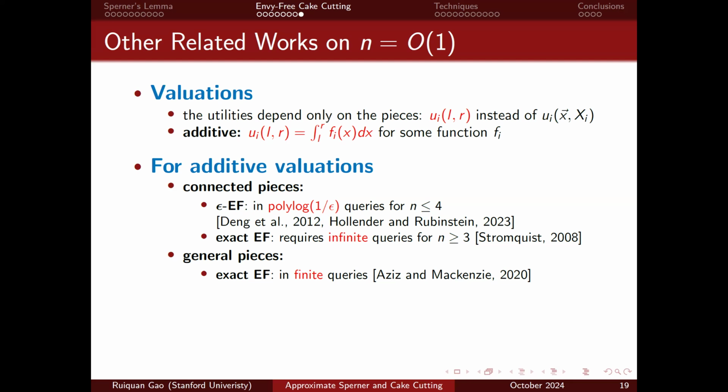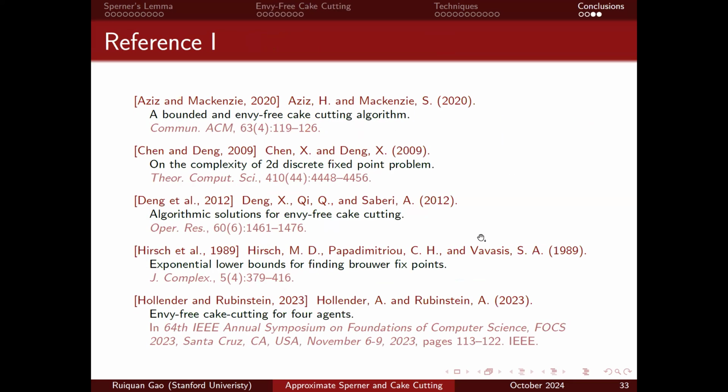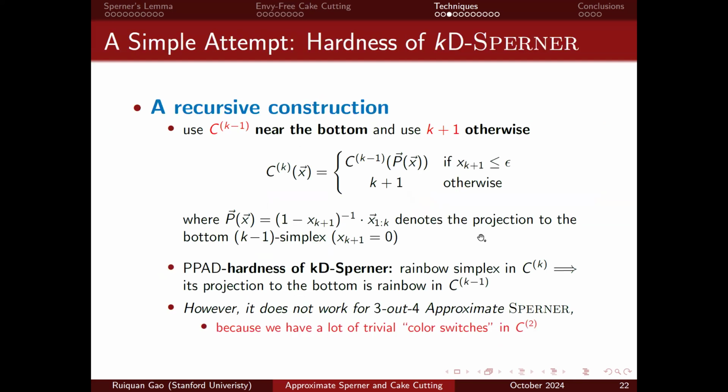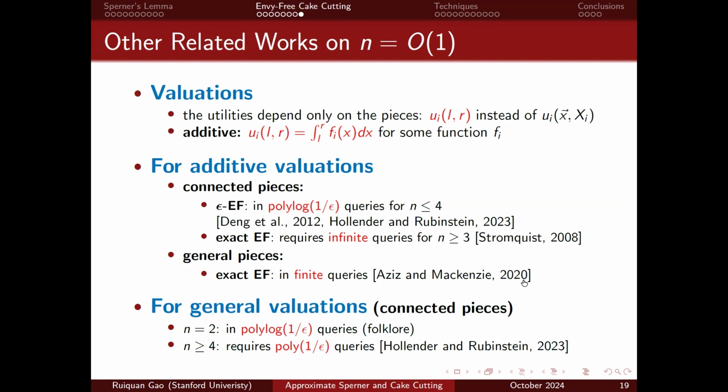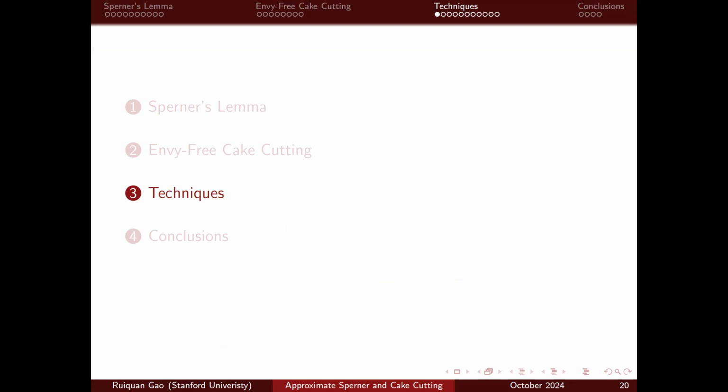Further, if we allow each agent to get multiple disconnected pieces, Arthur and McKinsey have shown an algorithm using a finite number of queries. The latter two results are based on the Robertson-Webb model for n-way free k-cutting. On the other hand, for general valuations, the problem is easy for 2 agents, but hard for 4 agents. It is still open for 3 agents. Next, I will talk about the techniques we use to prove the hardness of approximate Sperner.